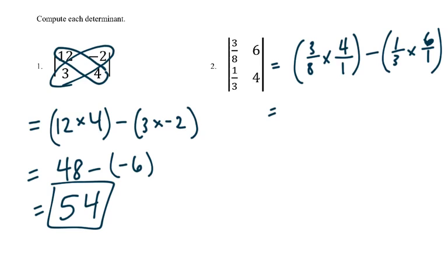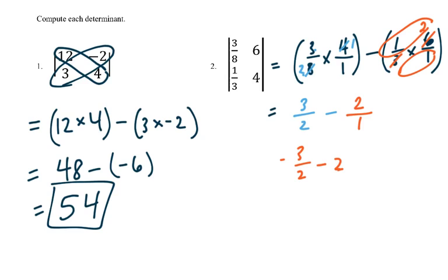When I multiply these fractions, I'm actually going to simplify first and then multiply. Both 8 and 4 are divisible by 4. 4 divided by 4 gives me 1. 8 divided by 4 gives me 2. So I end up having 3 times 1, which is 3, and 2 times 1, which is 2. Minus, I'm going to do the same thing over here. Both 6 and 3 are divisible by 3. 3 divided by 3 gives me 1. 6 divided by 3 gives me 2. So I have 1 times 2 over 1 times 1. So essentially I have 3/2 minus 2. 3/2 minus 2 gives me -1/2.